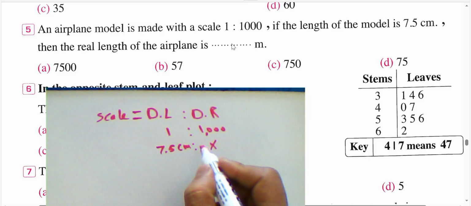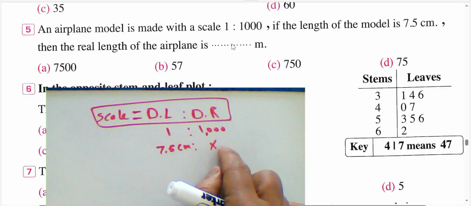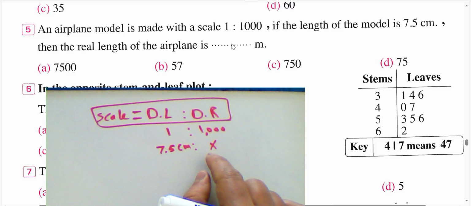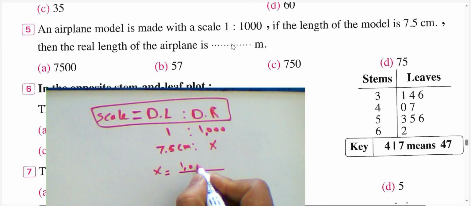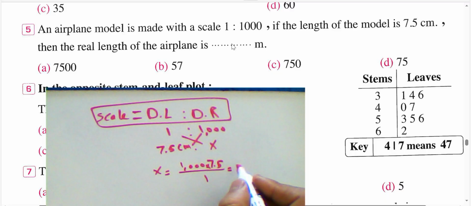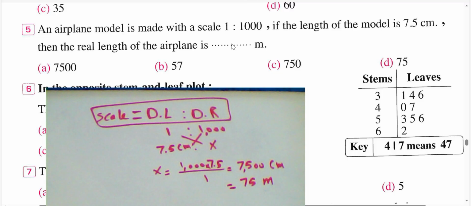We want to find the length in reality in meters. To convert from centimeters to meters, you must divide by 100. Then x here is the length in reality. x equals 1000 times 7.5 divided by 1. Times 1000, move the point to the right by 3 places: 7500. And the unit here was centimeter. To convert from centimeters to meters, you must divide by 100. The result will be 75 meters. Choose letter D about question number 5. Next example.